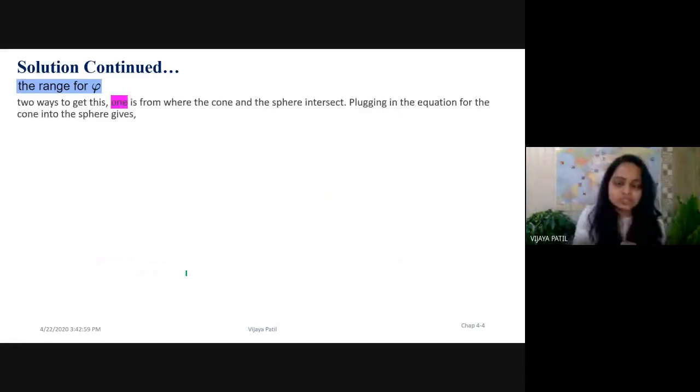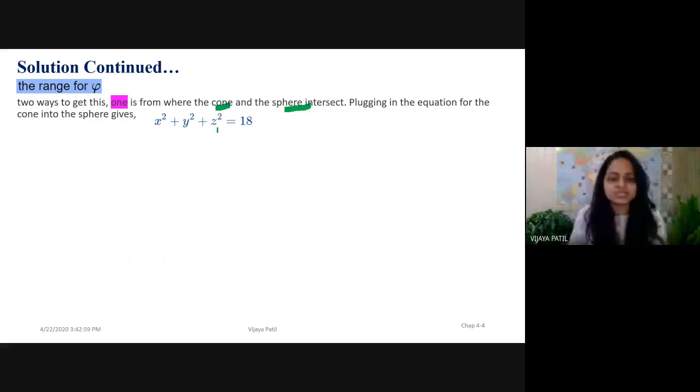Now for the range of phi, we have two options. There are two different ways, and let me introduce both. First is where the cone and the sphere intersect. That is, they are intersecting. How will the intersection happen?